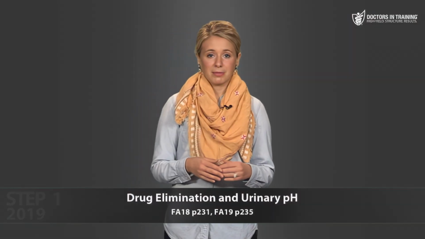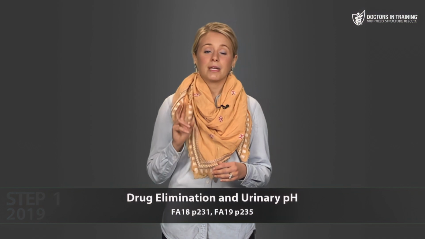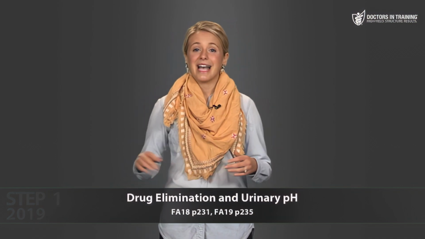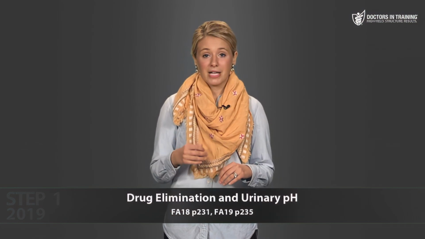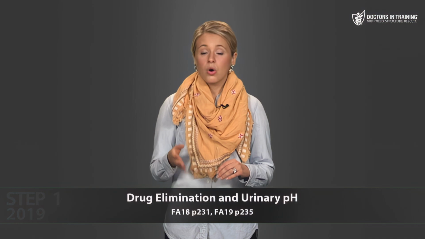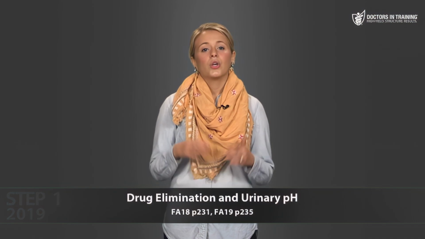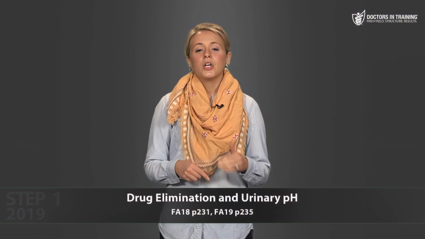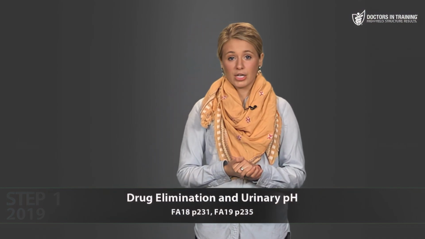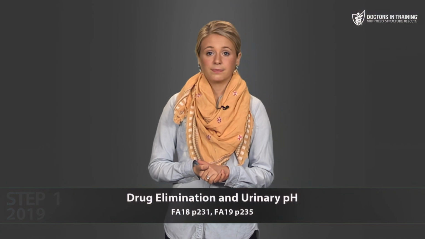After a drug has been metabolized and inactivated, there are two main routes to get the inactive metabolites out of the body. You're either going to dump those inactive metabolites into the bile and excrete them in the feces, or you'll dump them in the urine. Renal elimination is a very, very common way of getting drugs out of our body. So let's talk about how the pH of urine can influence drug elimination.